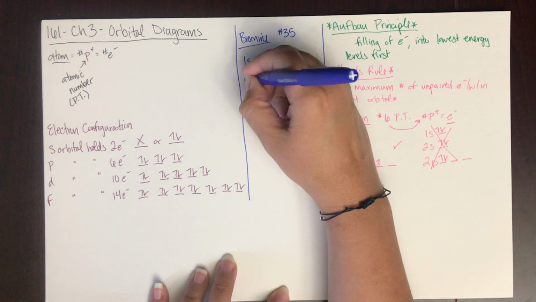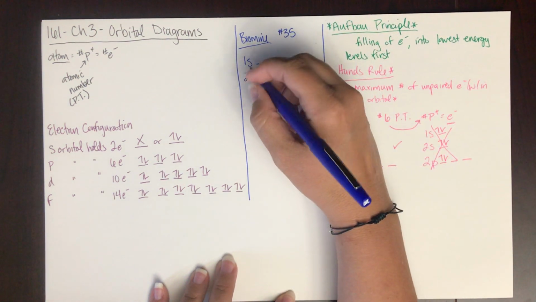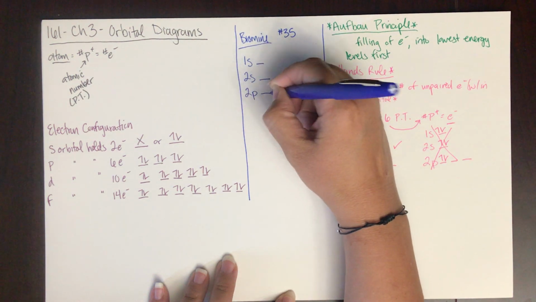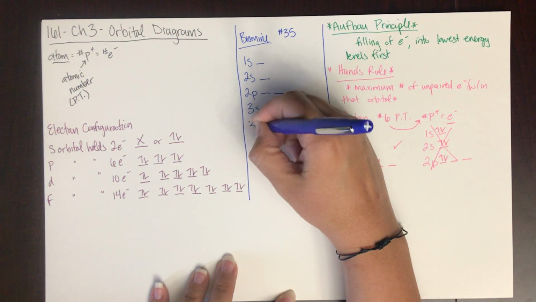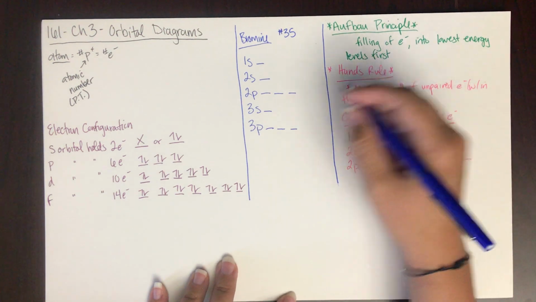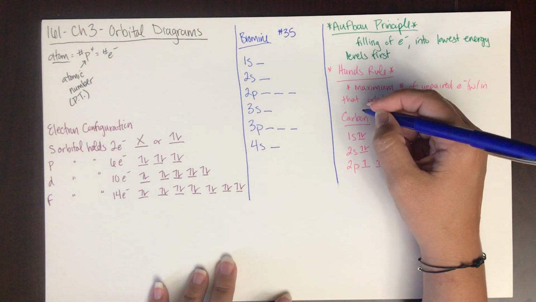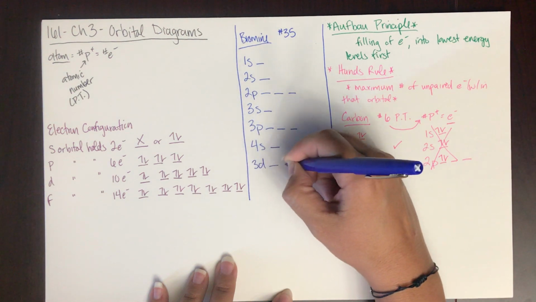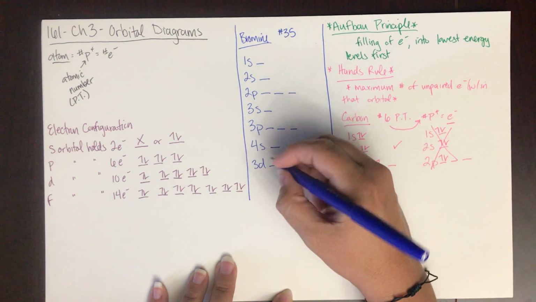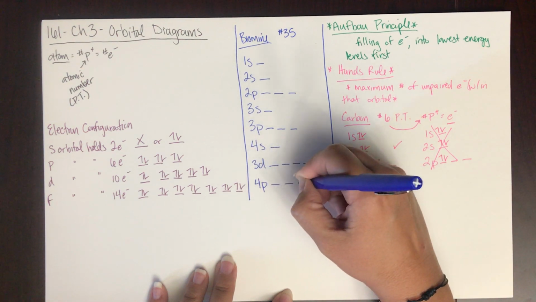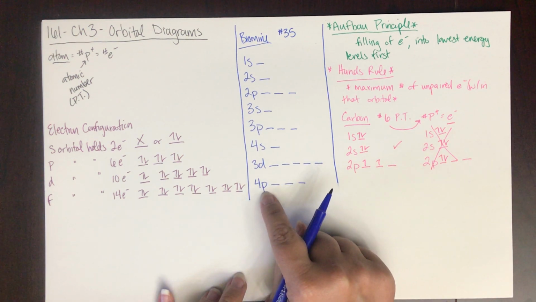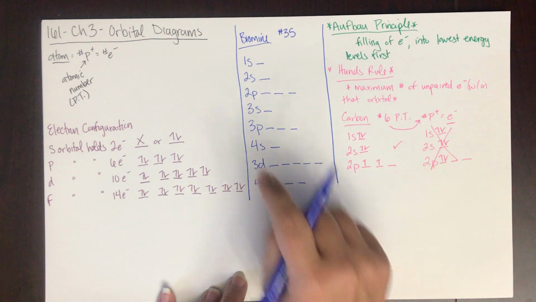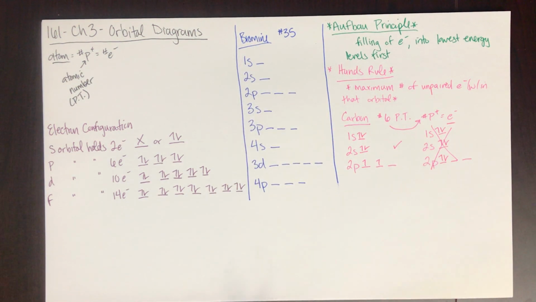1s, one line. 2s, one line. 2p, 3 lines. 3s, 1 line. 3p, 3 lines. 4s, 1 line. 3d, 5 lines. 4p, 3 lines. So again, I knew to stop at 4p because when I look at bromine on the periodic table, I see that it's in that 4p block. So this is how many orbitals I'm going to need to house all of these electrons.